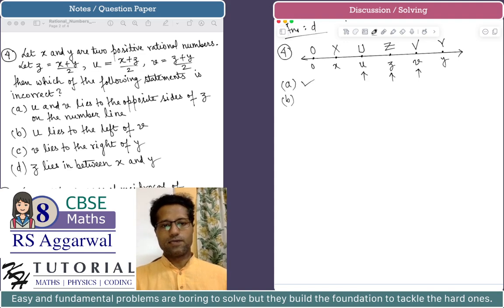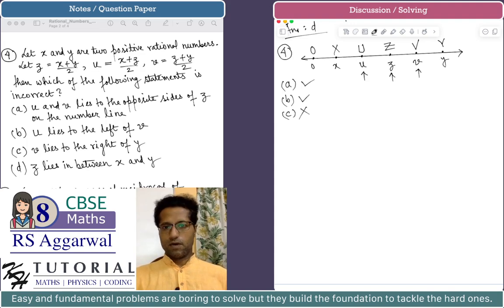B, u lies to the left of v. This is also correct. U is definitely lying to the left of v. What is C? V lies to the right of y. No, this is wrong. V lies to the left of y. V definitely lies to the left of y.